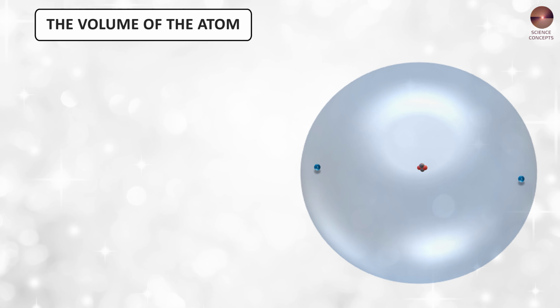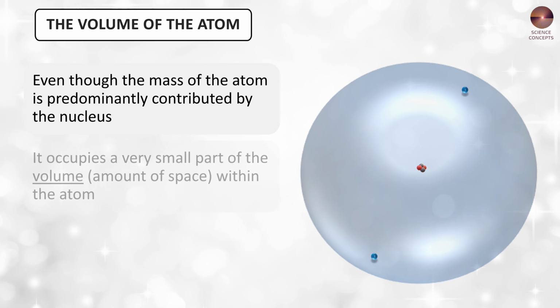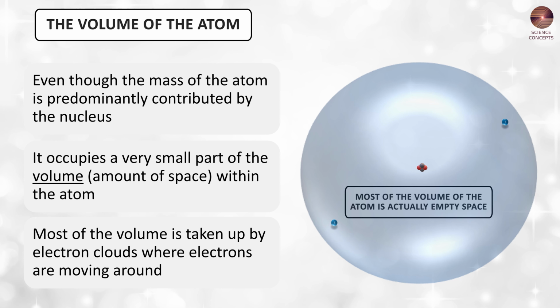The volume of the atom. Even though the mass of the atom is predominantly contributed by the nucleus, the nucleus occupies a very small part of the volume of the atom. Most of the volume of an atom is actually taken up by electron clouds, where electrons are moving around. In fact, most of the volume of the atom is actually empty space.